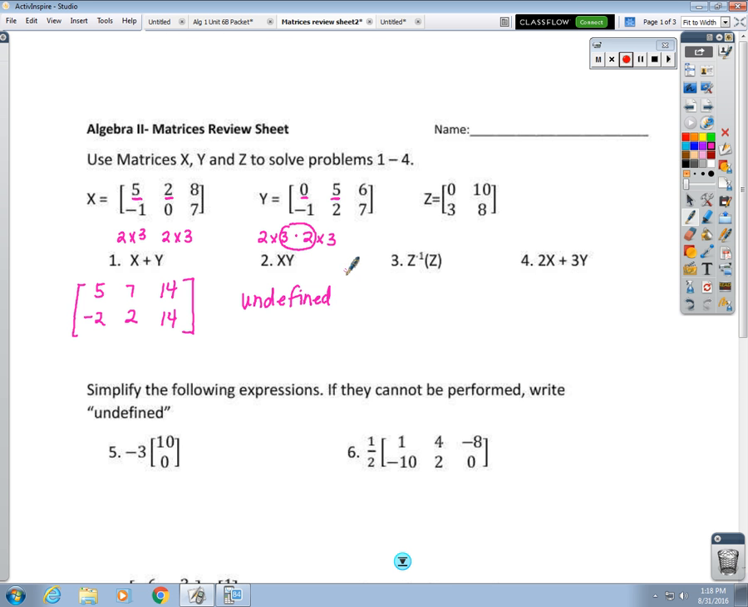Okay, so on the test, you probably won't be looking for can't multiply. You'll be looking for something like undefined. All right, number 3. What does number 3 want you to do? Okay, I want you to take matrix Z and do the inverse of it, and then multiply it by Z again. Okay, so we'll need the calculator to do this one.